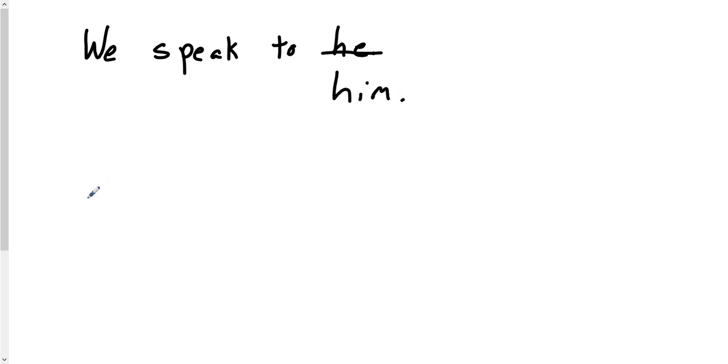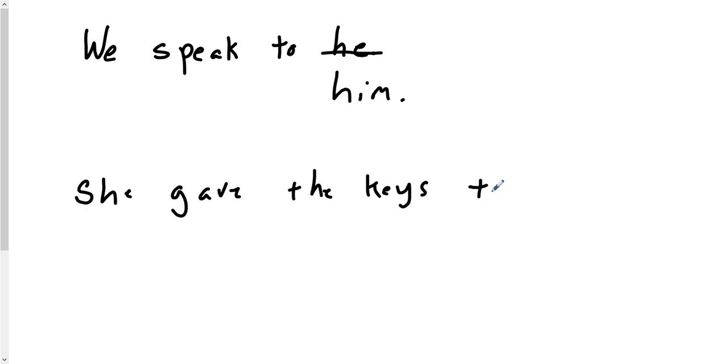Let's look at another one. She gave the keys to I. Again, I hope you're going, that sounds stupid. She gave the keys to me. In these situations, the subject pronoun, that is the pronoun we would use if the person was the subject of the sentence, does not work as the pronoun for the object of the sentence.